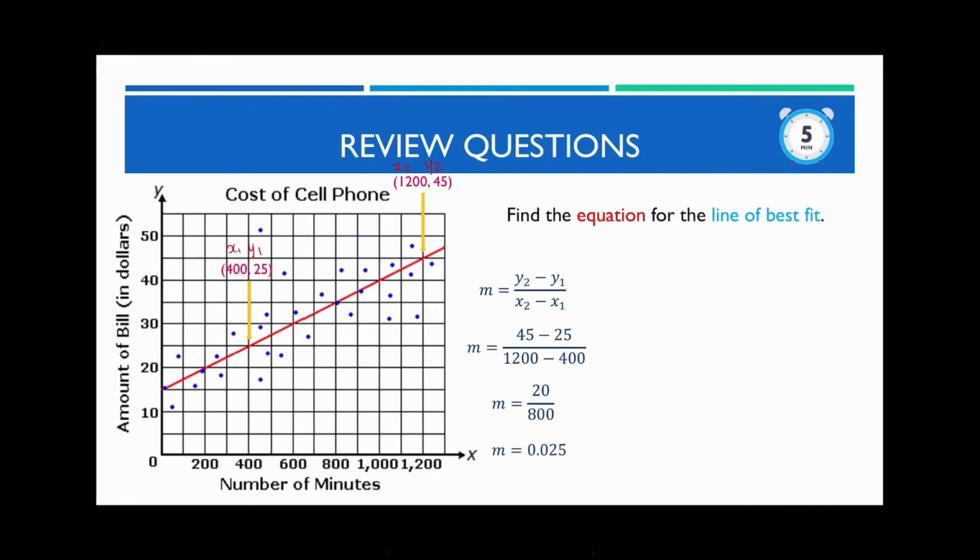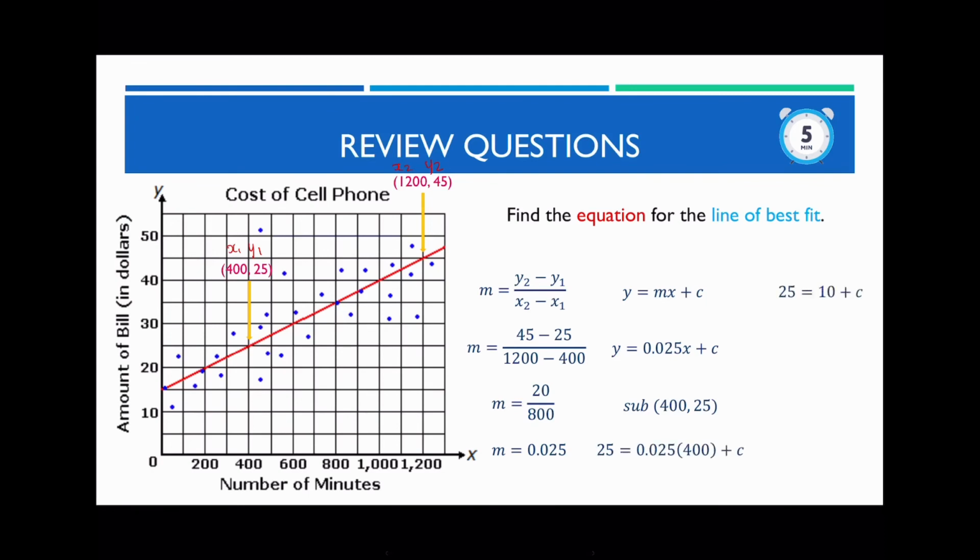Now notice for this case, I've converted into a decimal, but as I said, again, it doesn't really matter at all. Then what we do now is we're going to try to find your y-intercept. So I'm going to be substituting 425 into the equation. So wherever I see x, I'm going to put 400. Wherever I see y, I'll put 25.